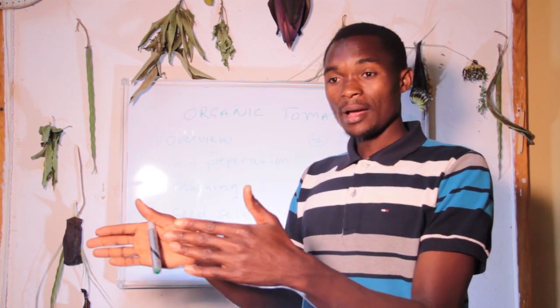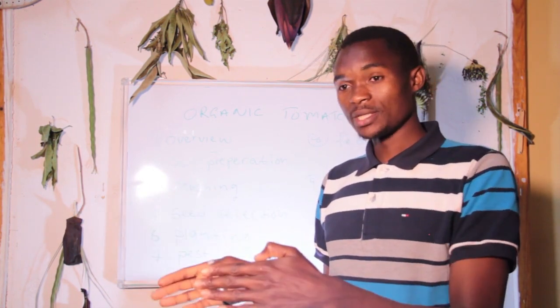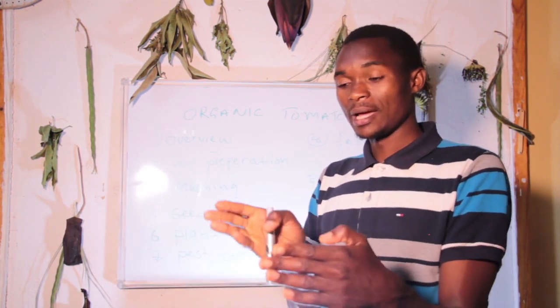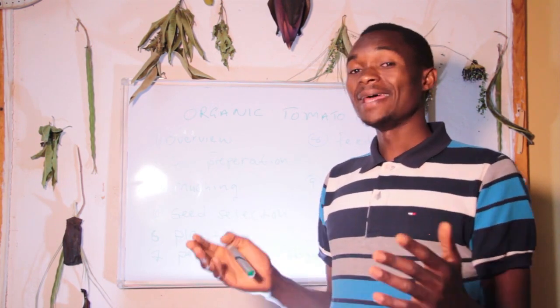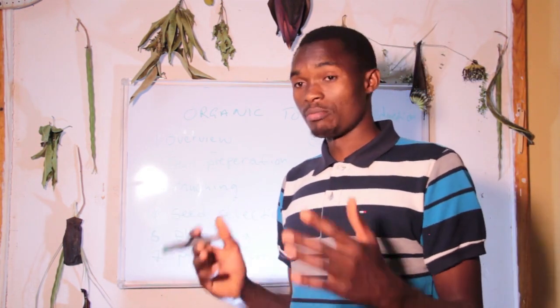Then after putting that, you make your ridges. As I said, the spacing is 1 meter apart. That is between the lines. You put your manure. Then after that, you cover with mulch.